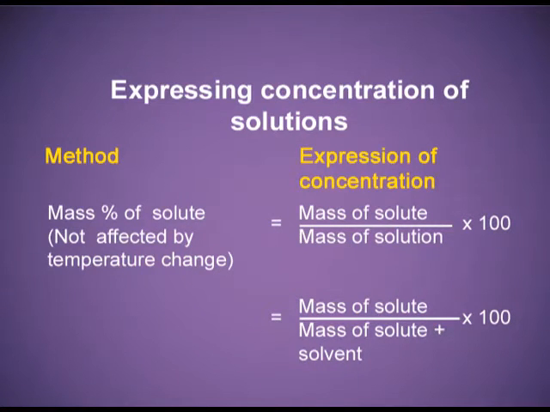There are different ways. Let's discuss them one by one. Mass percentage. Mass percentage is the mass of the solute divided by the total mass into 100. For example, if I say 10% glucose solution by mass, it means 10 grams of glucose and 90 grams of water. So if I want to calculate the mass percentage of glucose, then 10 divided by the total mass, 10 grams of glucose plus 90 grams of water, into 100.